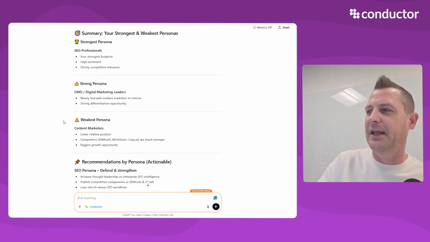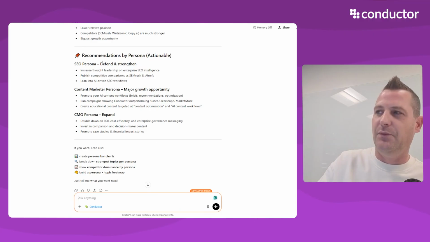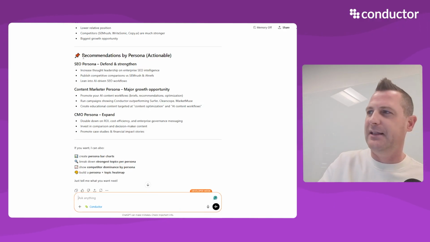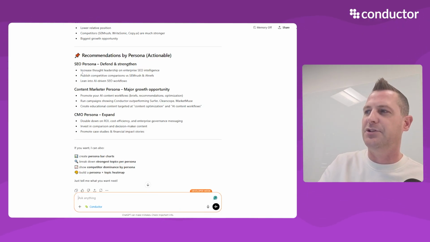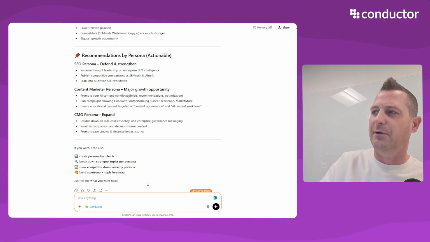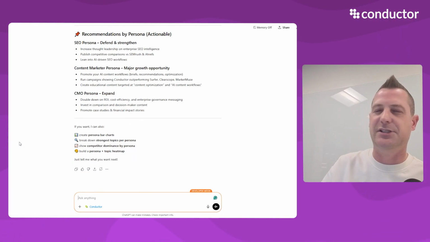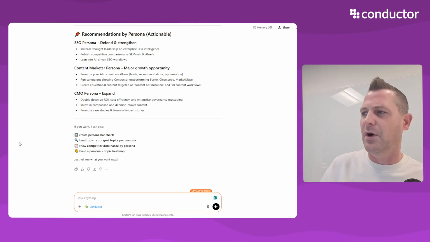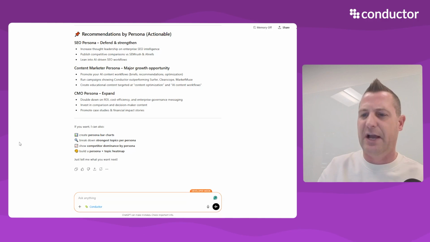But ultimately, what happens is recommendations. The analysis comes down to what should I do? For the SEO persona, increase thought leadership on enterprise SEO intelligence, promote your AI content workflows, double down on ROI and cost efficiency. It's giving you things to do. It's giving you what you should write about.